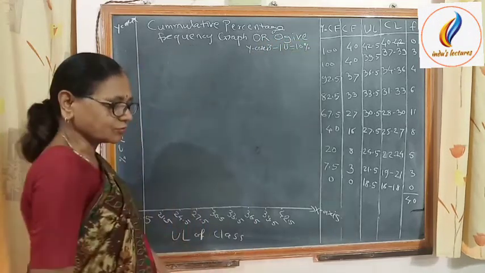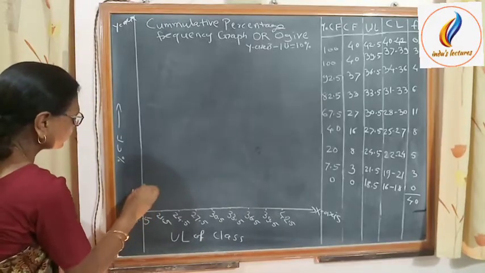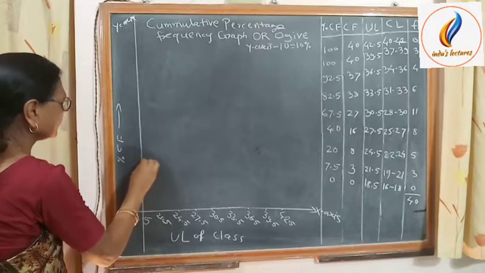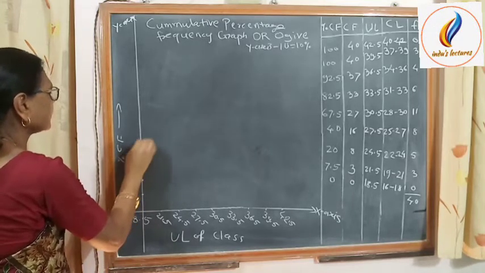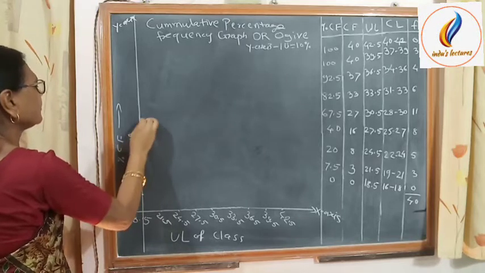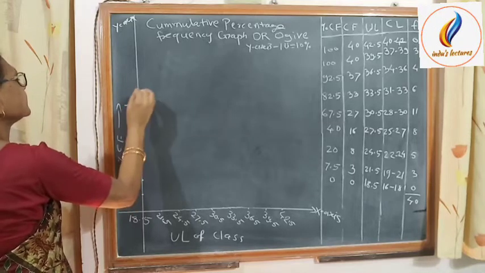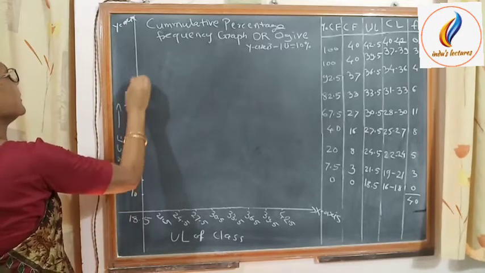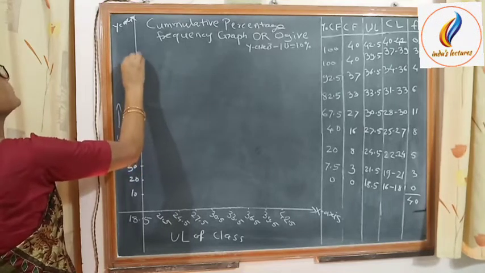Along the y-axis, decide the scale as one unit equal to 10%. And mark the points: 10, then 20, then 30, 40, 50, 60, 70, 80, 90 and 100.